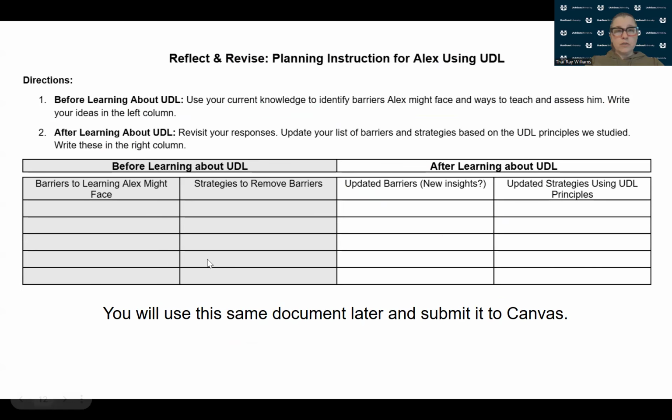What you're going to do is use these first 2 blocks, because after you learn about UDL, you're going to come back and revisit it. So here's where you're going to list your barriers. And this is where you're going to list your ways to remove those barriers, your strategies. And then this will be submitted to Canvas by midnight on Monday.